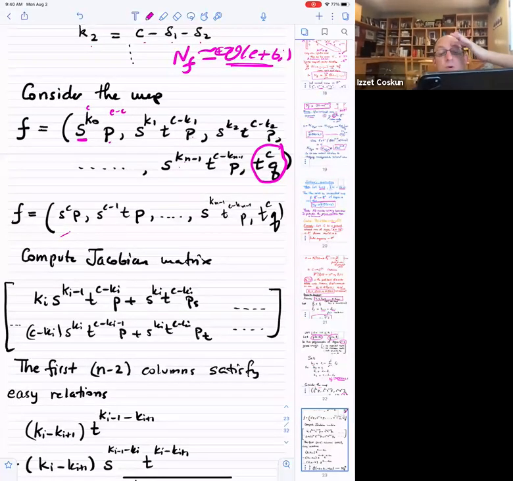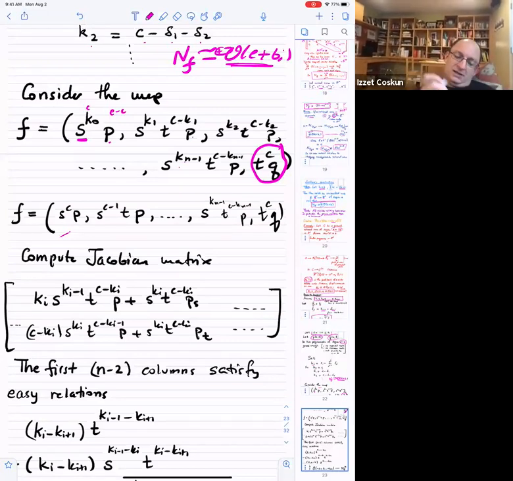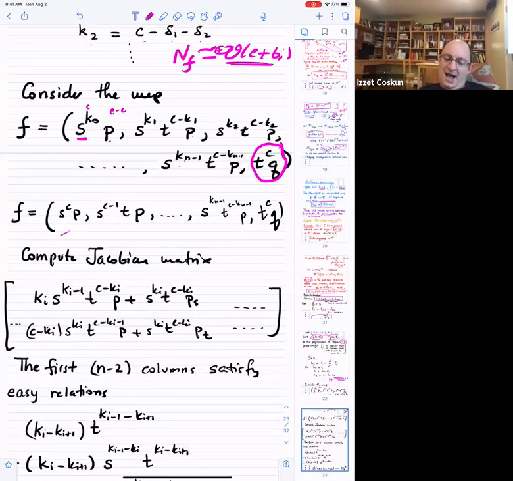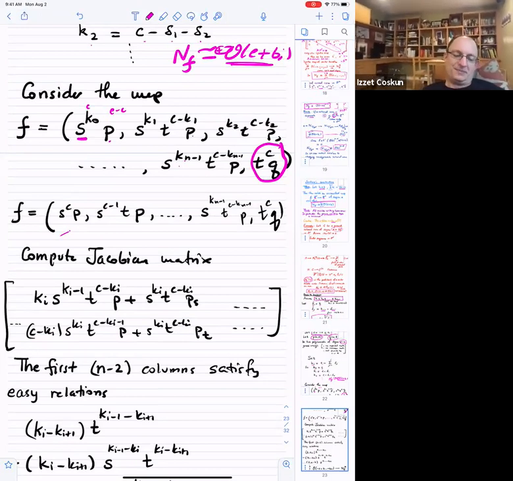We learned how to compute the normal bundle, right? What we are supposed to do is compute the Jacobian matrix, right? So the Jacobian matrix is k_i s to the k_i minus 1 t to the c minus k_i p plus the s derivative of p, right? And then you have to do the t derivative plus the t derivative of p. So it looks like this, okay?